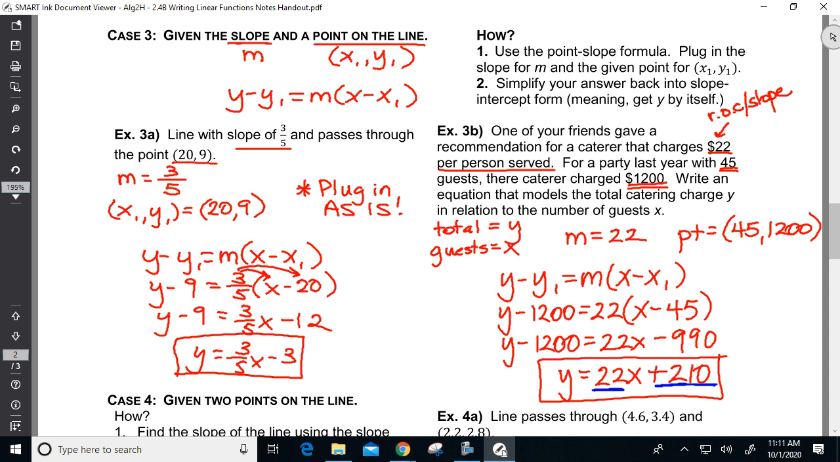Any questions before we look at case number 4? And that's the last case we'll do today. 5 and 6 we'll do tomorrow.